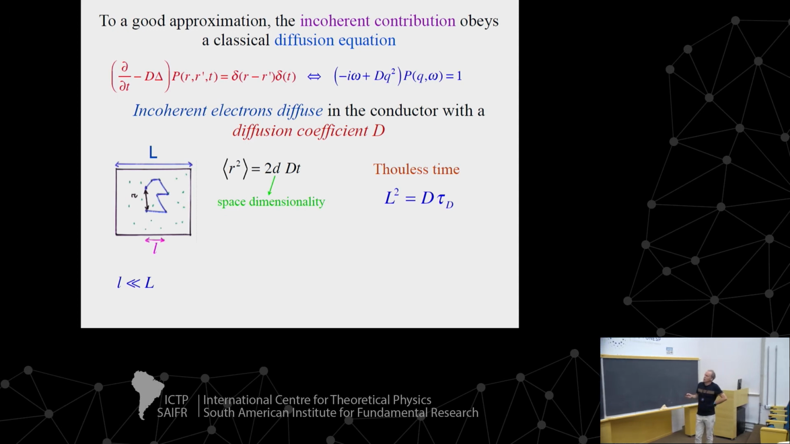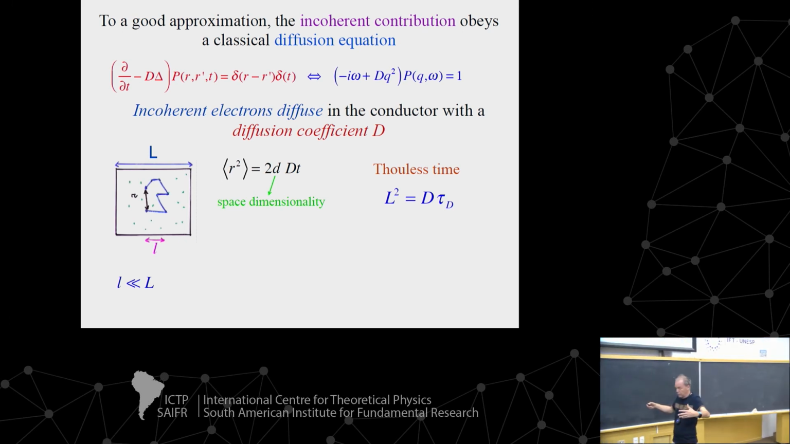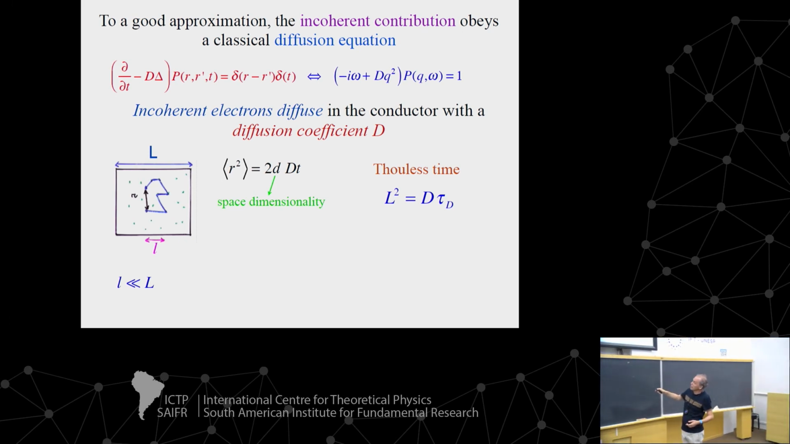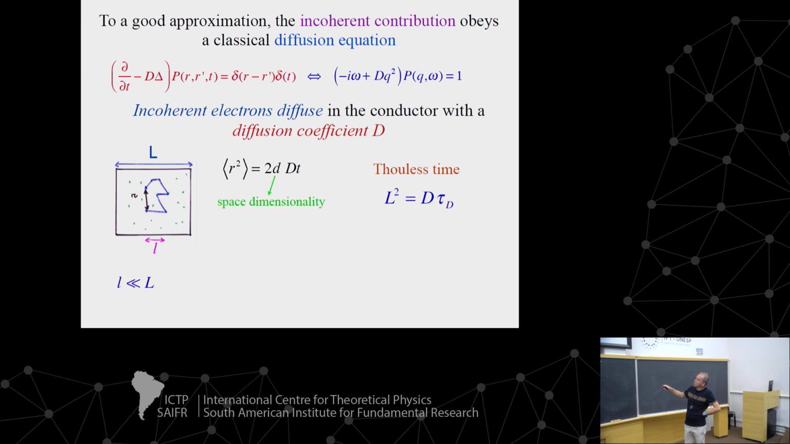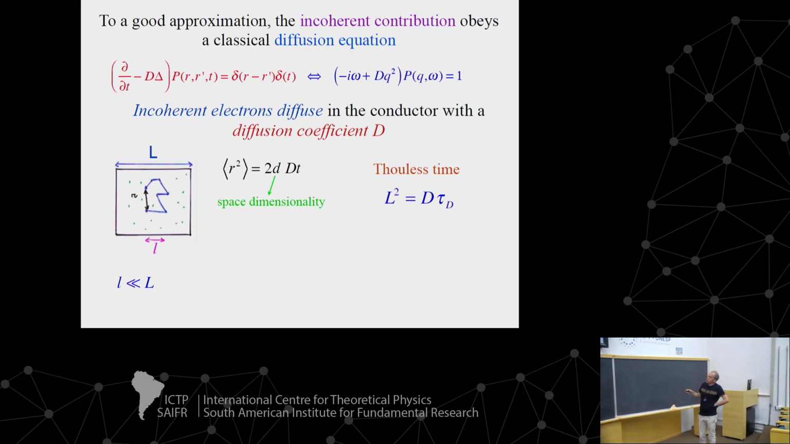Okay, so any random walk or diffusion process can be characterized by this expression, which tells you the variance of the cloud of this motion of the particle. And this variance is proportional to the time t, and the proportionality constant is the diffusion coefficient times twice the space dimensionality. Now, out of this equality, which is well known, do you know this equality?